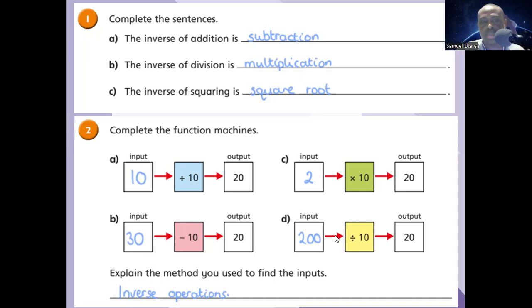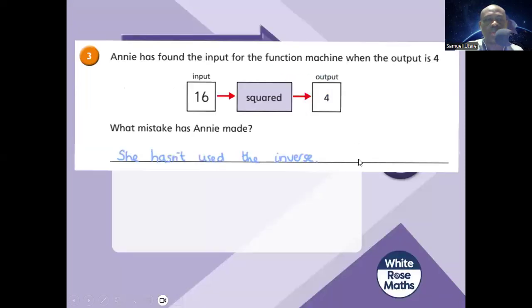Okay. Then this one, you're asked to explain the method you used to find the inputs. We do inverse operation. So here, if we divided by 10 to get 20, the inverse of dividing is to times by 10. So that's how we got 200. Okay, so this is the answer for question 3.